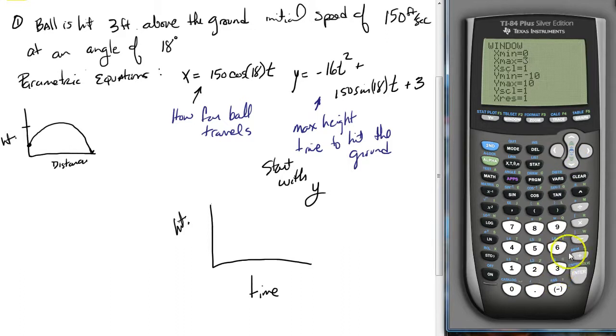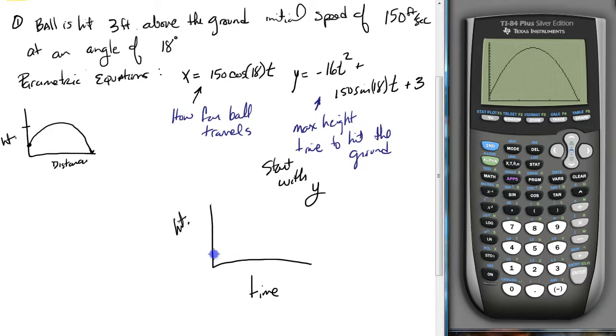It's quick. Counting by ones is fine. Y is from 0 to 40. And we're going to count by ones. It's fine. Hit graph. And that's the projectile. That's the ball only, comparing height versus time.